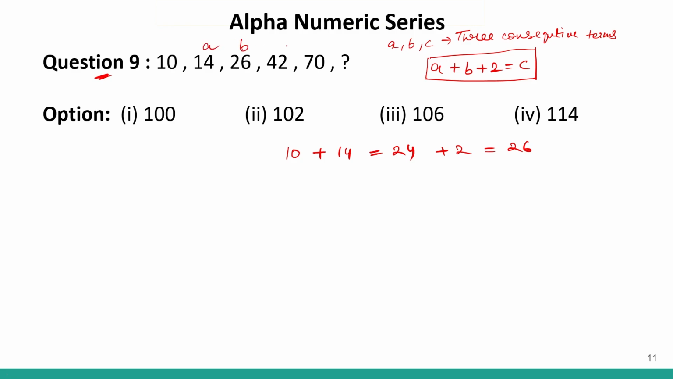So here it will be A, B, C, correct, for 42. So 14 plus 26 will give me how much? 6 plus 4, 10, 1, 40. And if I add 2 into it, I'll get 42. So this logic follows for this also, correct?